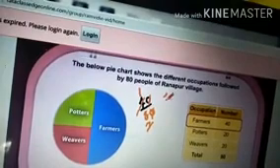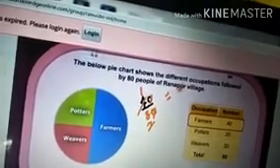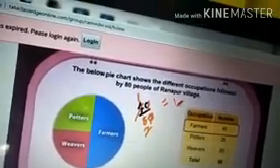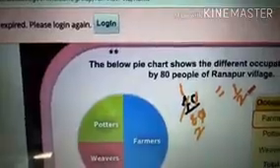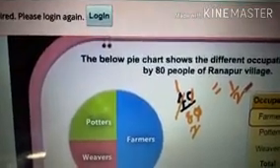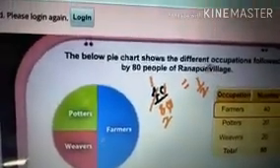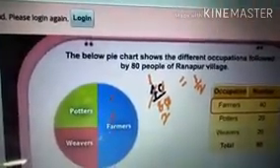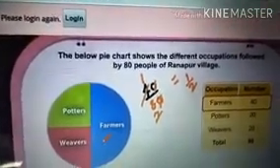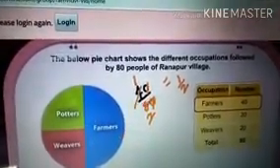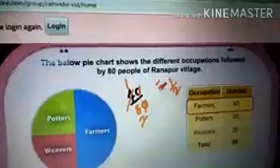So our fraction is 1 divided by 2. So 40 divided by 80 is nothing but 1 divided by 2. That means the half portion. See here, the farmer occupies a half of the circle, you know. So our answer is correct.